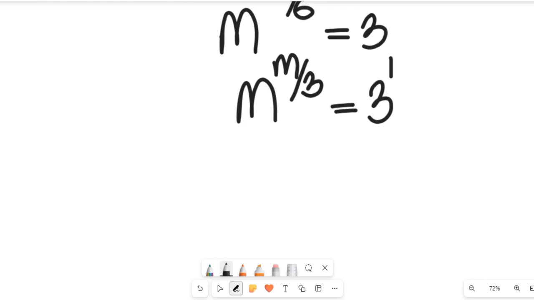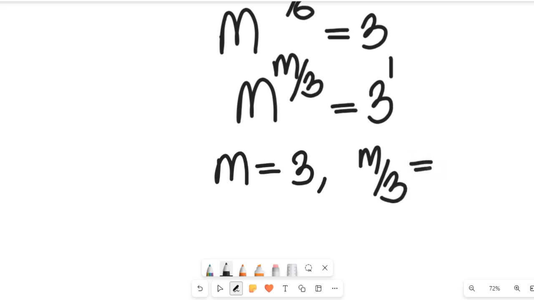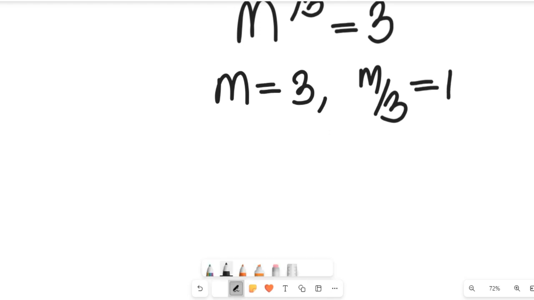What do you think we should do? In my opinion, we should compare the base and the power. If we compare the base from the power, our m from the base will be equal to 3, and then our m divided by 3 will be equal to 1. Now from this expression, you see that both expressions will still give us 3.